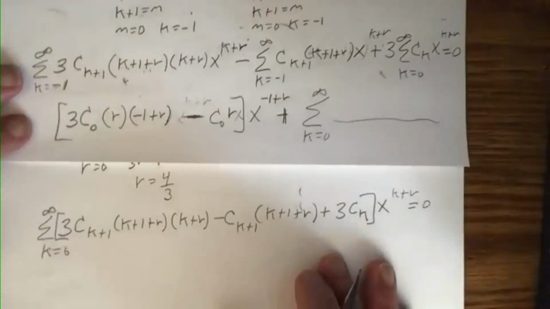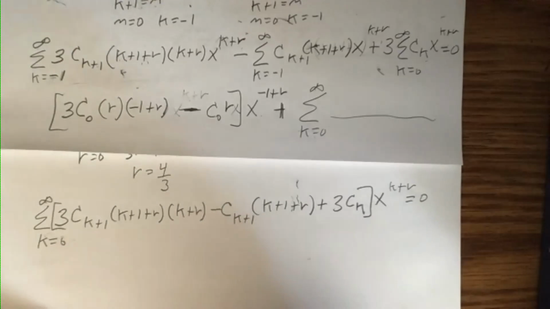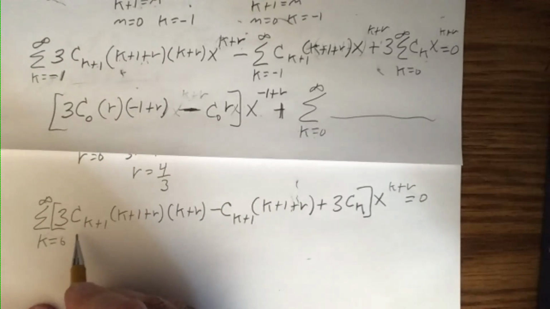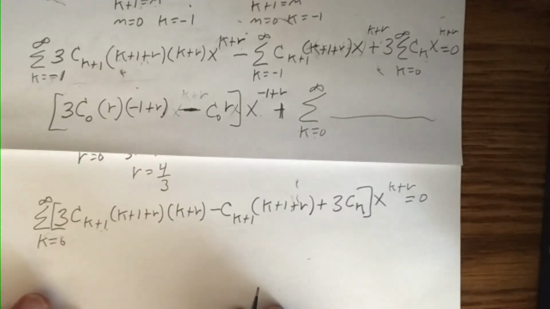All right, so this is what I have now. Looks good. Make sure I didn't make a mistake. This stuff isn't hard. So what do I want to do now? I want to get a recursion relation. So I want to solve for C subscript k plus 1. What's the easiest way to do this?